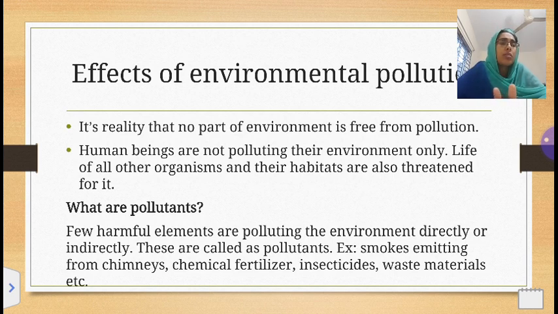Pollutants are the things that make pollution. Who makes pollution? For example, polythene is an example of a pollutant. A pollutant is such a thing which makes pollution. But in your book it says few harmful elements are polluting the environment directly or indirectly. These are called pollutants. Your simple answer would be that a pollutant is something that makes pollution. But a more appropriate answer would be that few harmful elements are polluting the environment directly or indirectly. These are called pollutants.